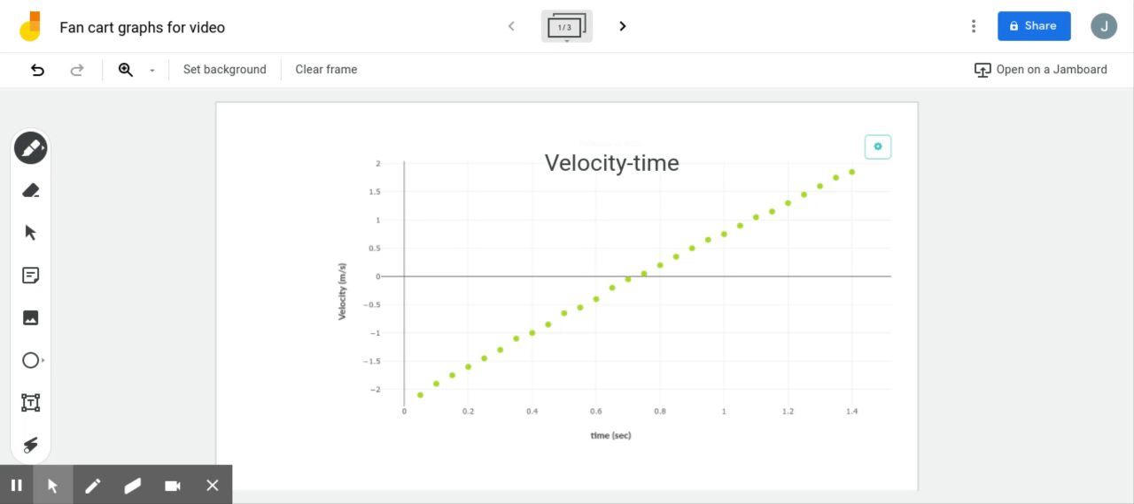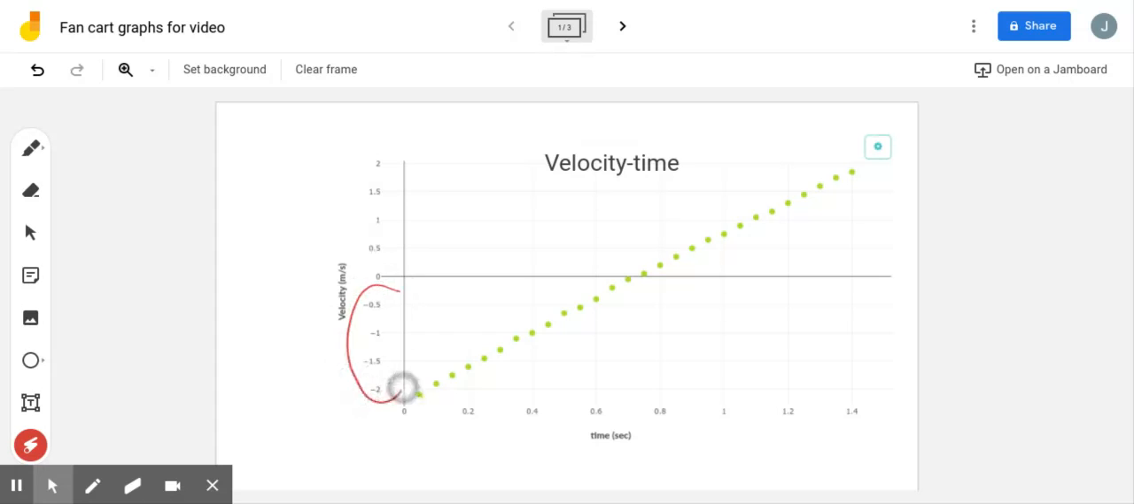I want to discuss some motion graphs and then show you guys what the motion would actually look like. So I have a velocity time graph here. And what we can see from this velocity time graph is it's not a constant velocity because it's increasing, right? So as the time goes from 0 to 1.4, the velocity goes from somewhere around -2 up to a +2. That's where I'm getting -2 and +2. So it's not a constant velocity.